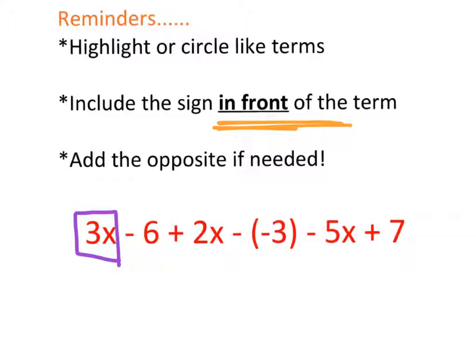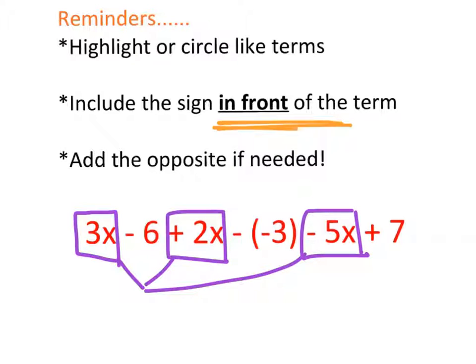So I have 3x, and I have a positive 2x, and I have a negative 5x. And so if I combine those three terms, I have a 3 plus 2, so that's 5, and then minus 5, that leaves me with 0x. Okay, and then we'll simplify that in a second, but right now we'll just leave it as is.